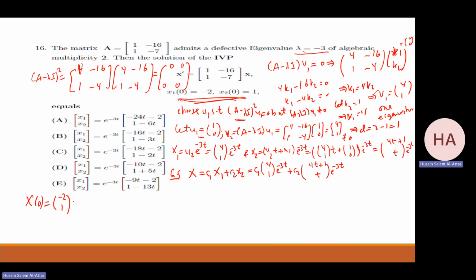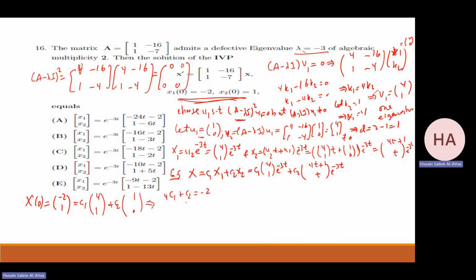And that equal to C1 times 4, 1 e to the power 0 is 1, plus C2. I have what? T equals 0. So I have 1, 1, 0. That's it. That implies 4C1 plus C2 equals minus 2.